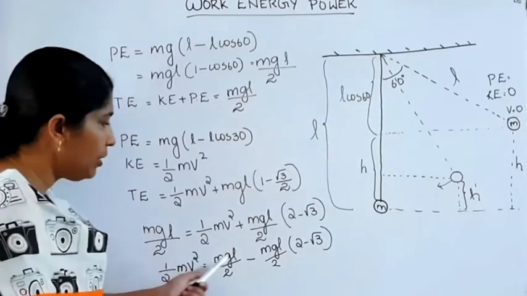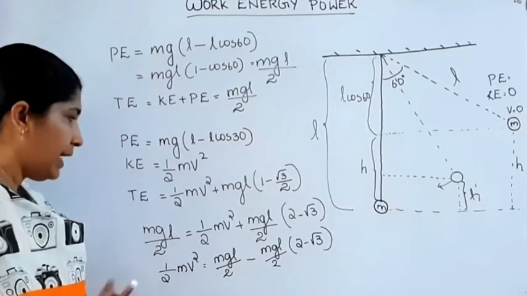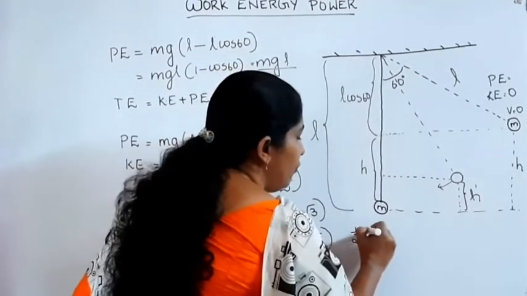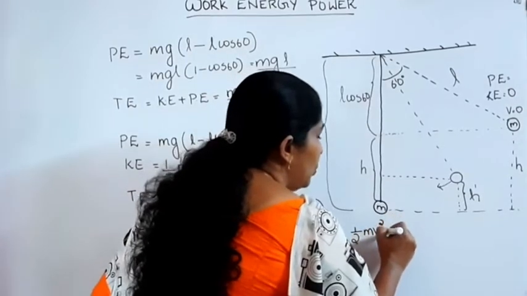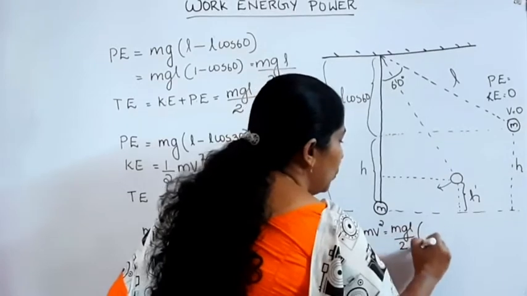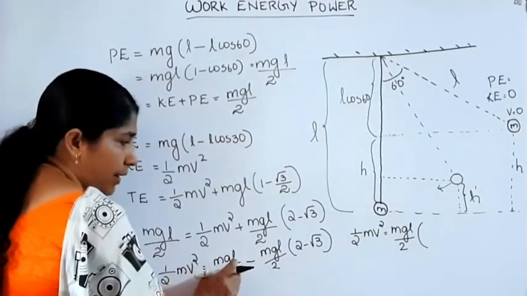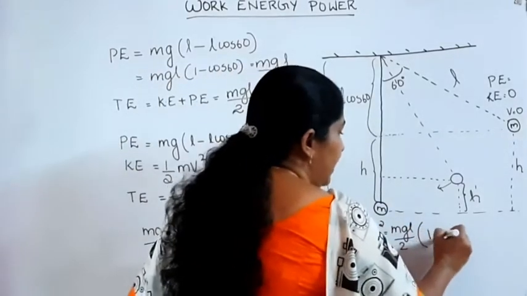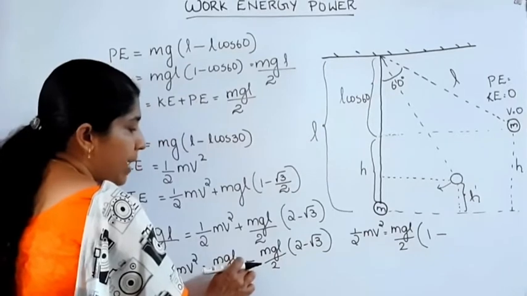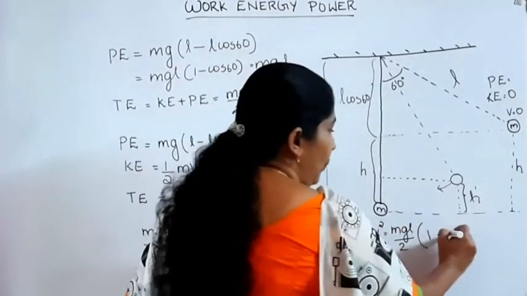From these two terms, mg L by 2 is common, so we can take it out. Then half mv square is equal to mg L divided by 2 into, what about the remaining here? Here it's equal to 1, minus 2 minus root 3, which is 1 minus 2 plus root 3.